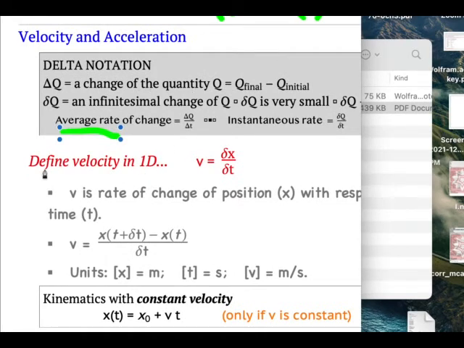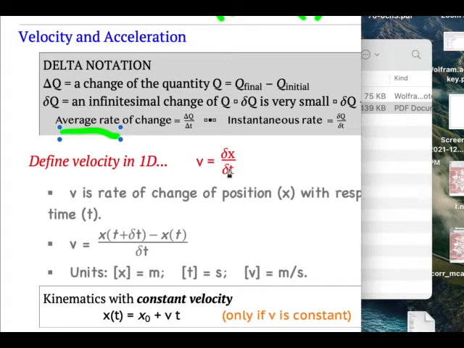And when we define velocity, what we usually mean is the instantaneous velocity. That's delta x over delta t with a very small change in time and correspondingly a very small change in the coordinate. So that ratio will be the instantaneous velocity.